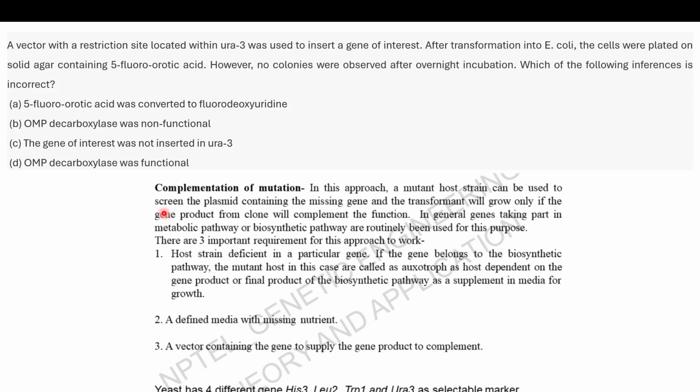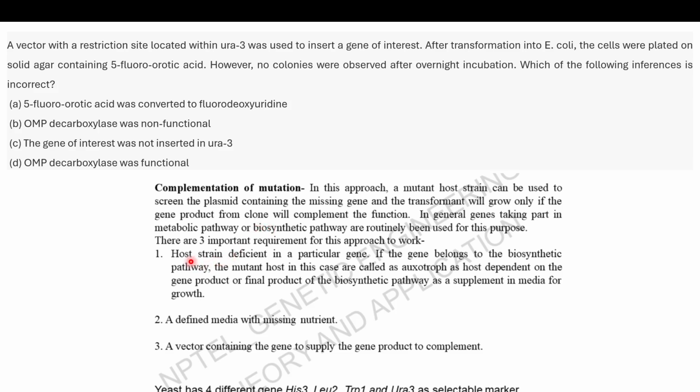What happens here is, in general, when we talk about complementation of mutation, suppose we have mutated a particular nucleotide sequence. A mutant host strain can be used to screen the plasmid containing the missing gene, and the transformant will grow only if the gene product from the clone complements the function. In general, genes taking part in metabolic or biosynthetic pathways are routinely used for this purpose.